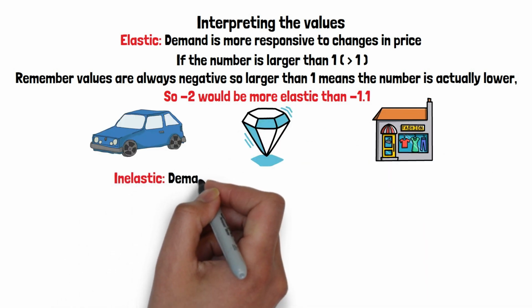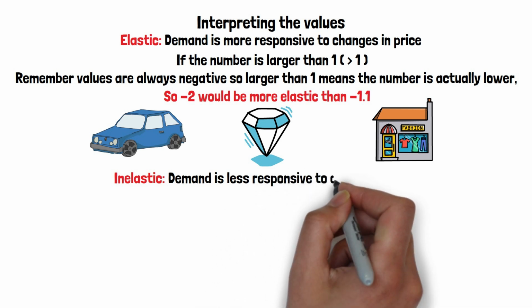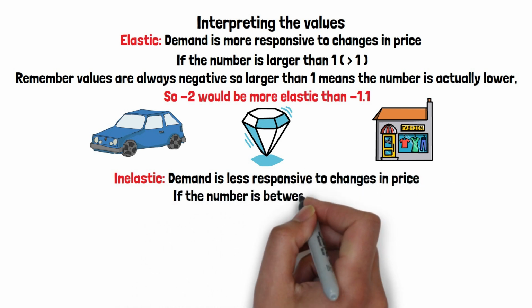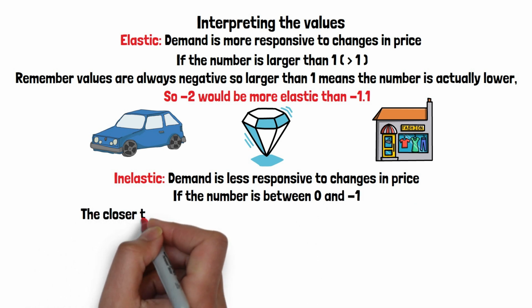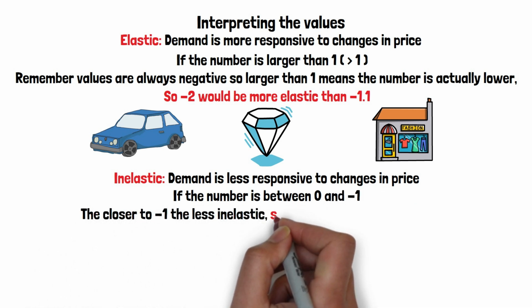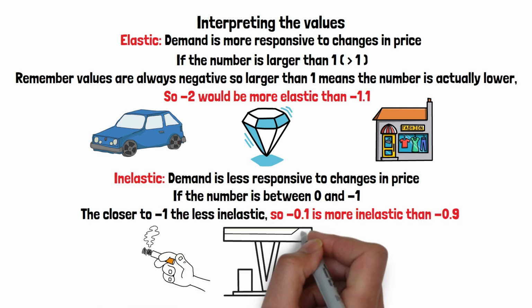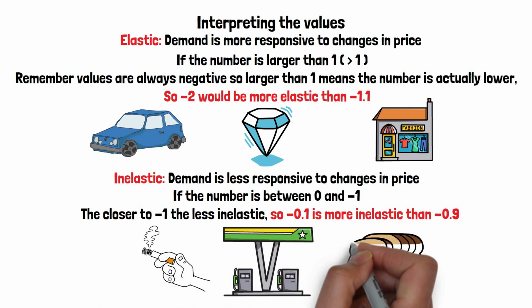Inelastic demand is when demand is less responsive to changes in price. A PED value is inelastic if the number is between 0 and negative 1. The closer to negative 1, the less inelastic. So negative 0.1 is more inelastic than negative 0.9. Examples of price inelastic goods are cigarettes, petrol, and bread.